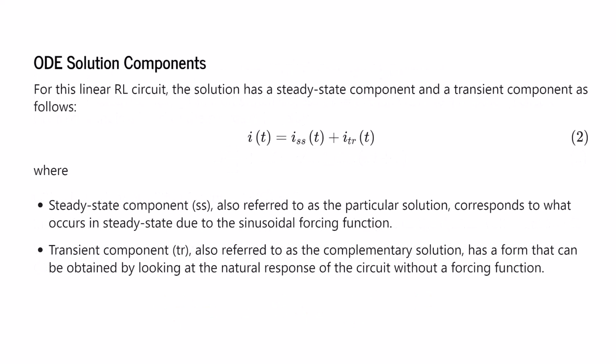For this linear RL circuit, the current solution has a steady state component and a transient component that when added up gives us the total current. And so our fault current has the form of current equal to I_SS plus I_TR, where the steady state component with the subscript SS corresponds to what occurs in steady state due to the sinusoidal forcing function. We will look at how to get this first. The transient component, which I'm denoting by the subscript TR, is then obtained by analyzing the natural response of this RL circuit without a forcing function and also factoring in the boundary condition.